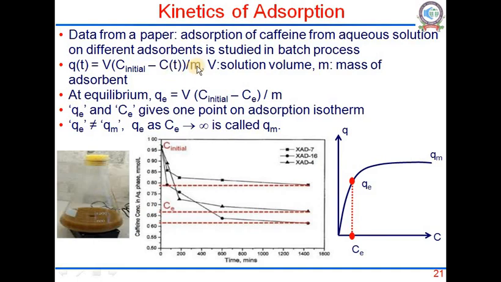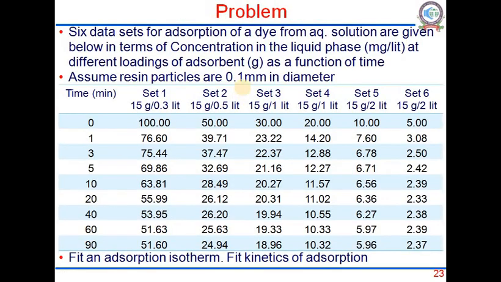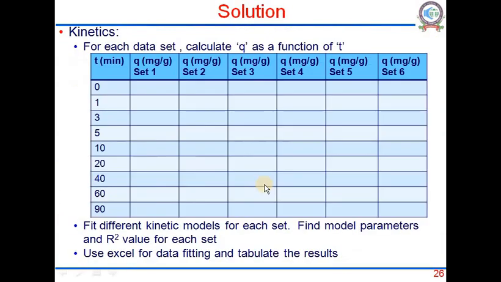So for example, if you want to find for set 3, volume is 1 liter, initial concentration is 30, and at any time t, let's say at 10 minutes, concentration is 20.27. So 30 minus 20.27 is what has gone into the adsorbent, multiplied by 1, that tells you how many milligrams have gone into the adsorbent, divided by 15 grams, that tells you how many milligrams are adsorbed per gram. That's the Q value at this point of time. So complete this table for each set.